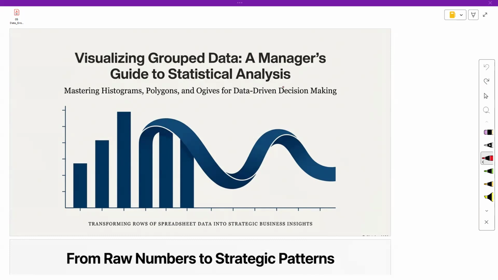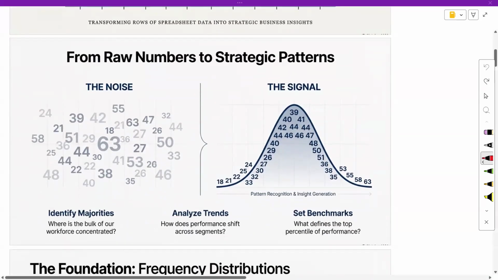And the basic level of visualizing group data is the histogram, right? We discussed a few examples of histograms. Plus we are going to discuss here polygons and ogives for the group data, right? So, from raw numbers to strategic pattern.